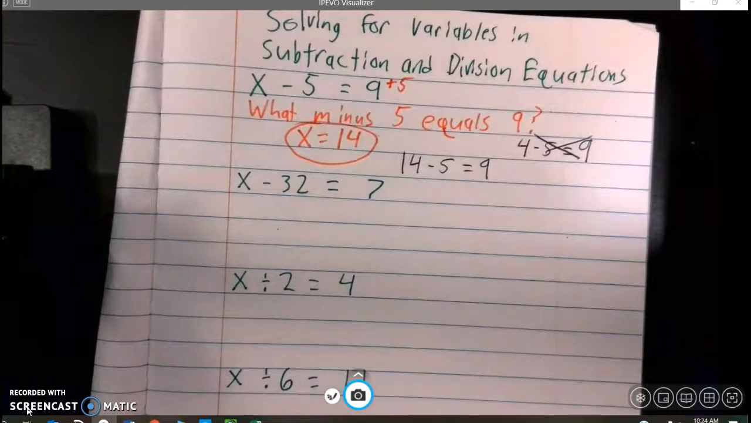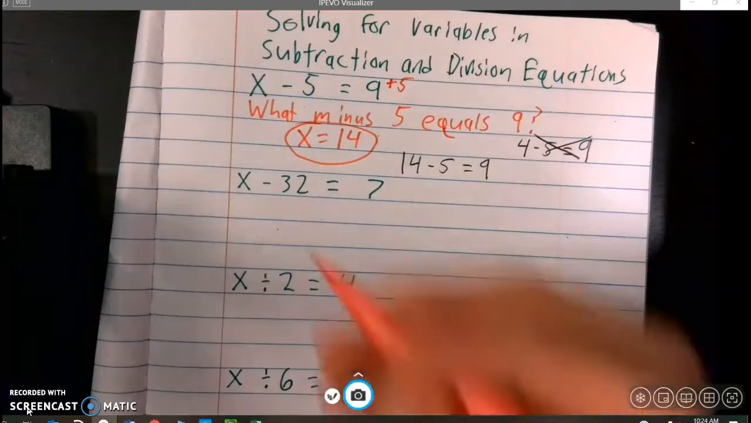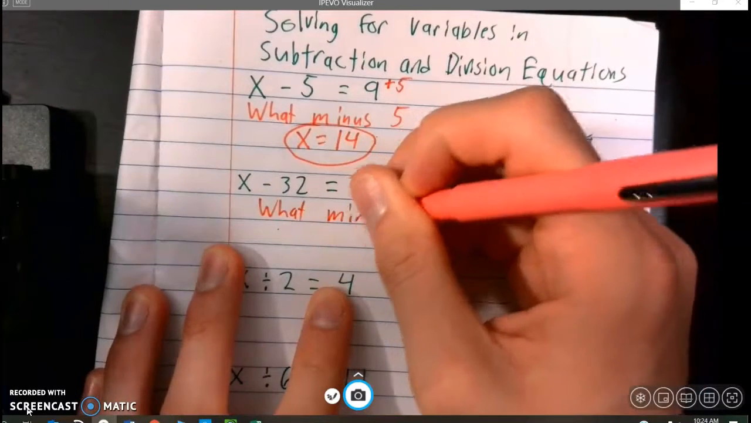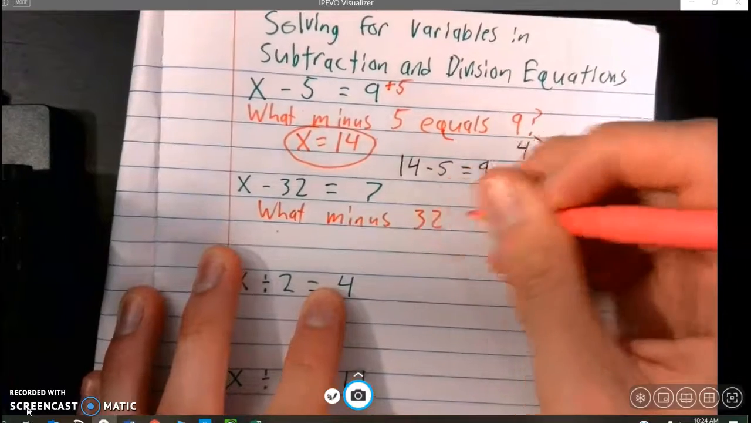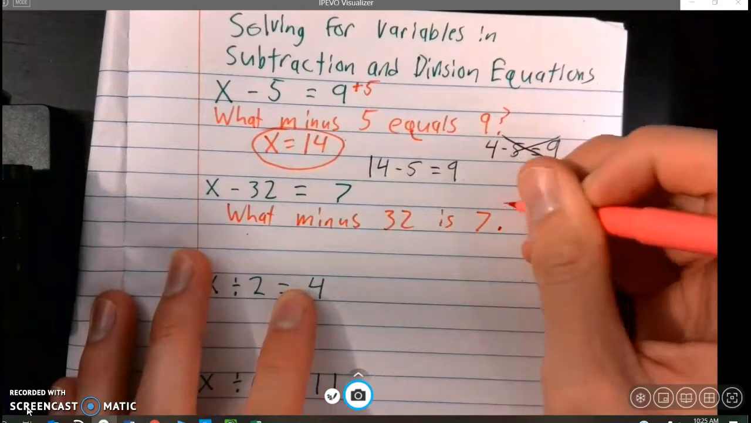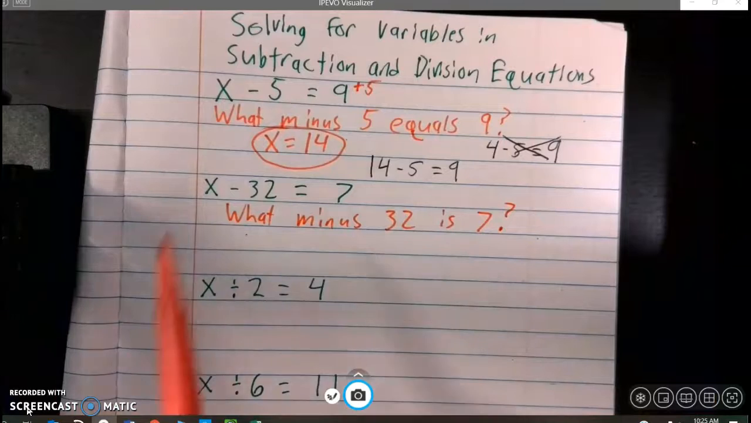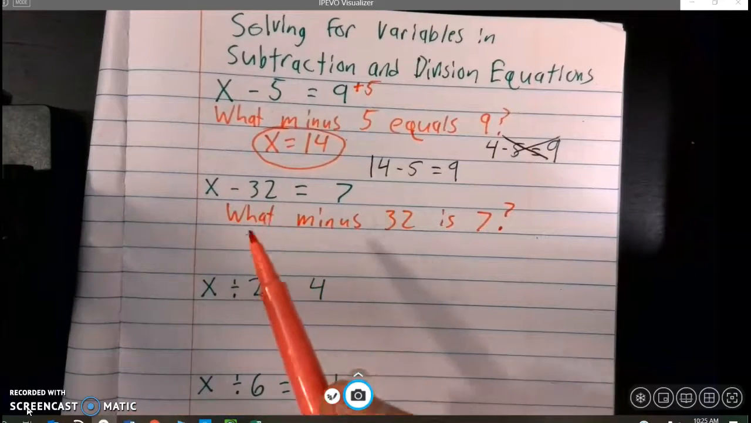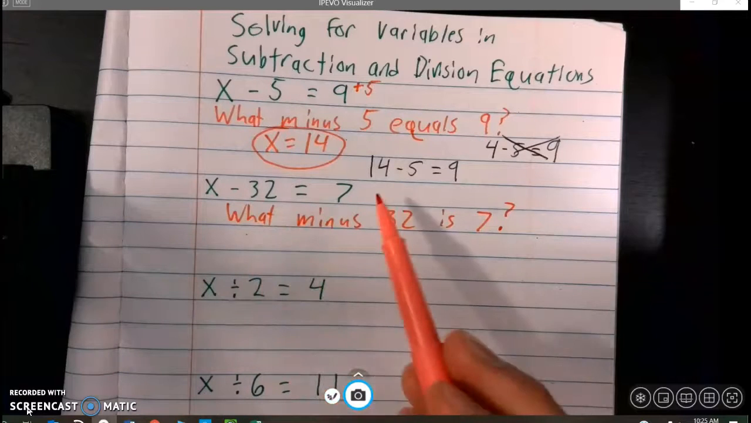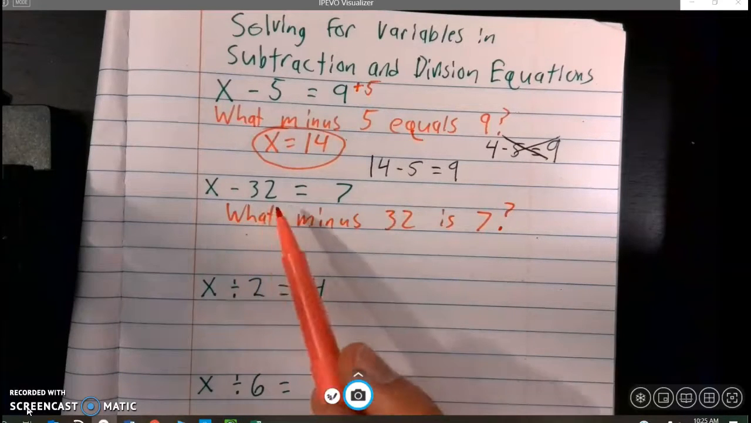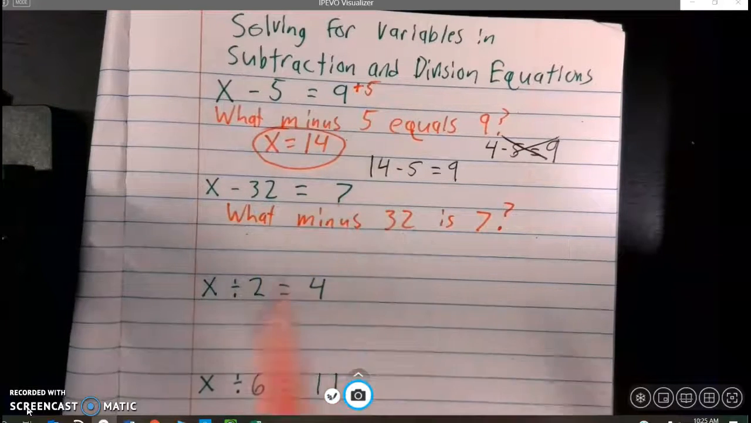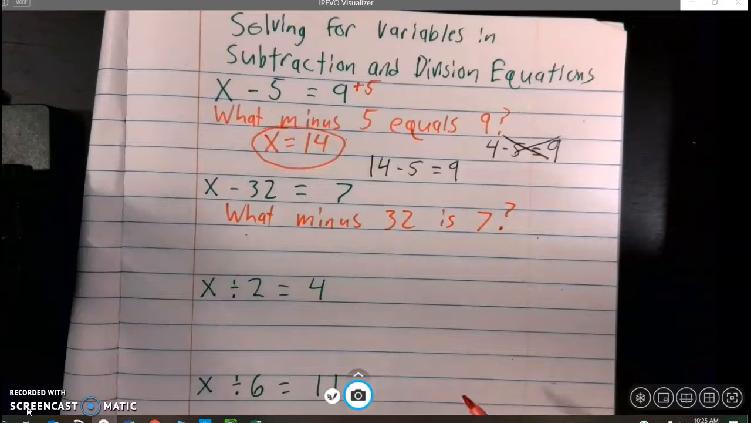Okay, assuming you paused and completed the problem, now we'll go over it together. Making this sentence: what minus 32 is 7? We know that x needs to be bigger than 32, because 32 is being taken away from it, and then we still have 7 left.